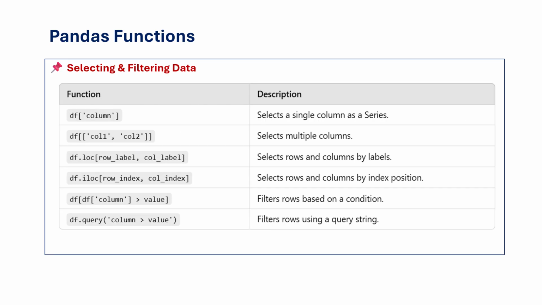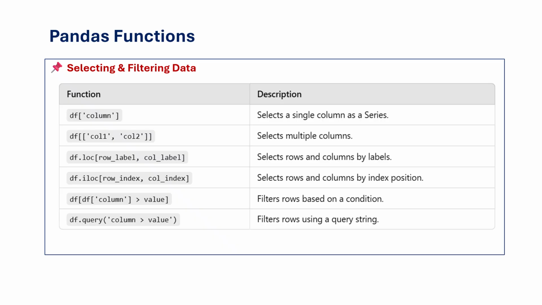Selecting columns means choosing specific information from the dataset. For example, in a student dataset containing name, age, department, and marks, if we need only the student name and marks, we can select only those columns. This helps us focus on the required information and reduces unnecessary data processing.